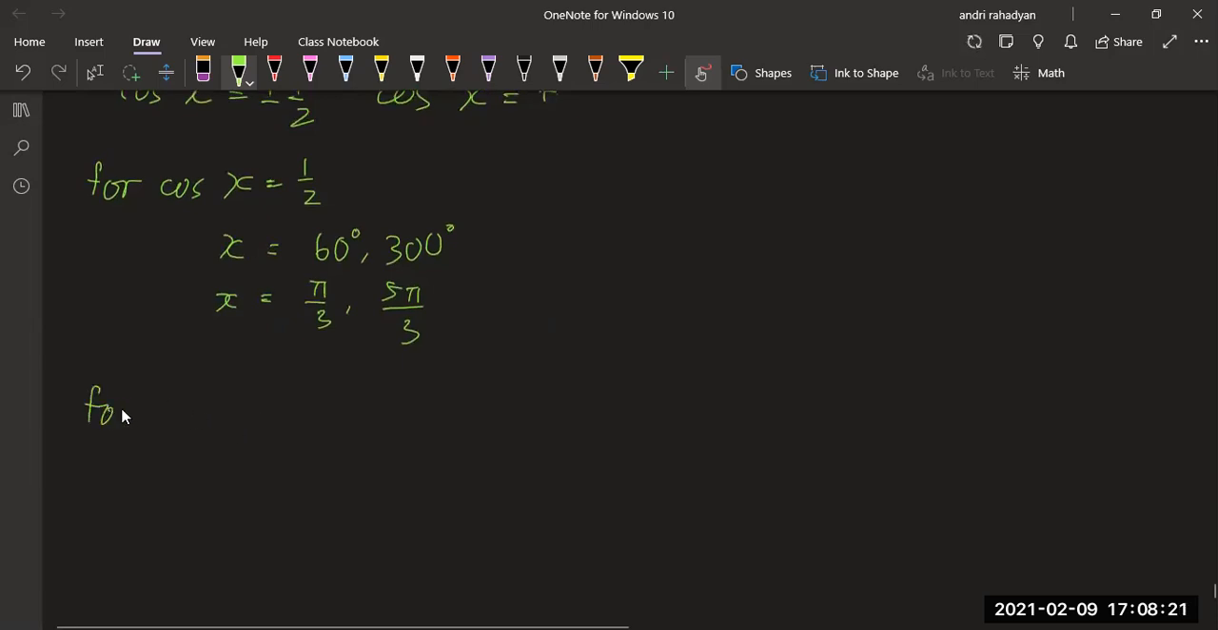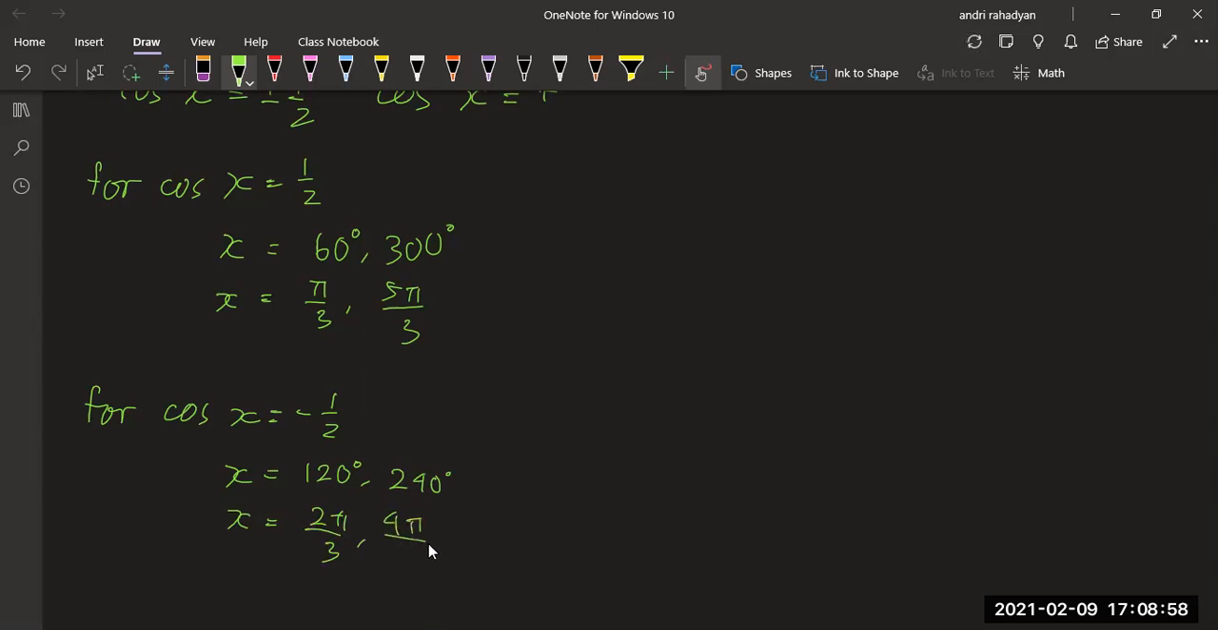For cosine x equals negative 1/2, x equals 120 and then 240 degrees. In radians, 2 pi over 3 and then 4 pi over 3, right?